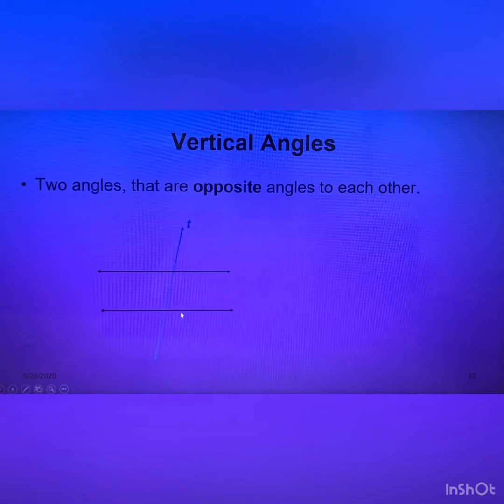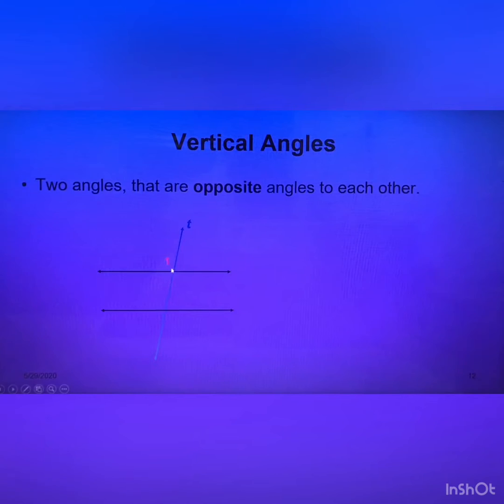What about the vertical opposite angles? Angle 1 and angle 4 are just opposite angles. So these angle 1 and angle 4 are vertical opposite angles. Similarly, this is angle 2 and this one is angle 3. These are also just opposite. So angle 2 and 3 are also known as vertical opposite angles.